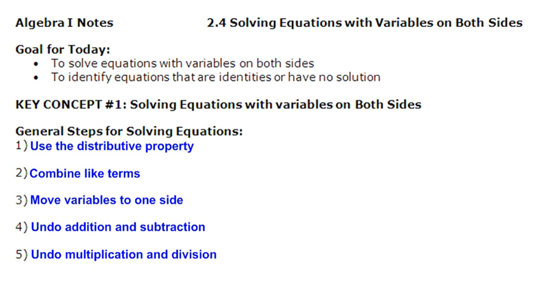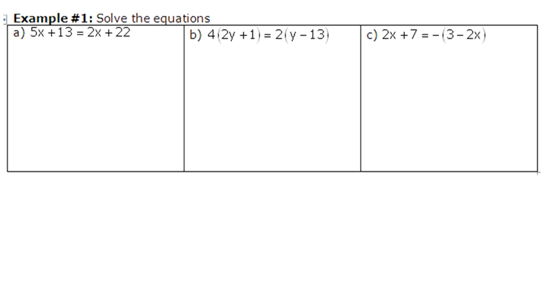We're going to be looking at 2.4, solving equations with variables on both sides. So after today, you should be able to use all of our general steps for solving equations. If we look at those general steps, we always use the distributive property first, then we combine like terms. Our new step is to move variables to one side, then we undo addition and subtraction, and then we undo multiplication and division. So let's look at some examples.